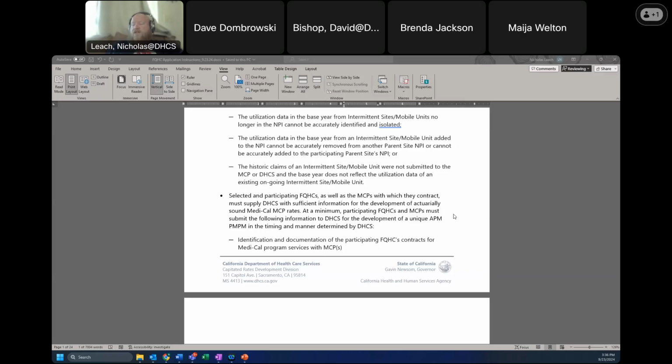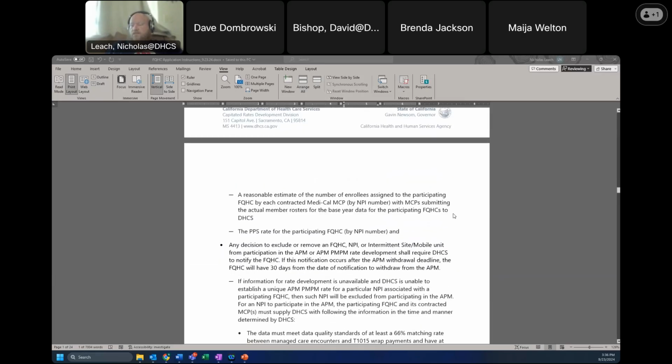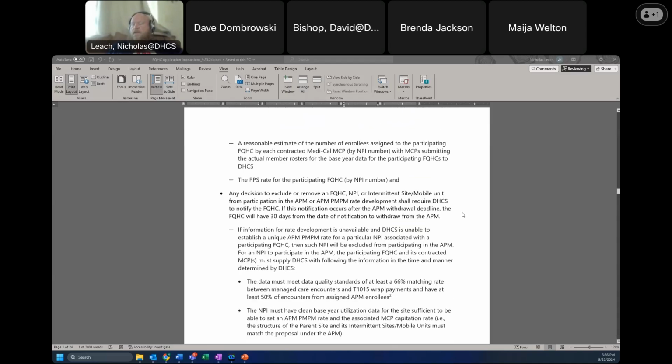So identification and documentation of the participating FQHC's contracts for Medi-Cal program services with MCPs. A reasonable estimate of the number of enrollees assigned to the participating FQHC by each contracted Medi-Cal MCP by NPI number, with MCPs submitting the actual member rosters for the base year for the participating FQHCs to DHCS, and the PPS rate for the participating FQHC by NPI number.